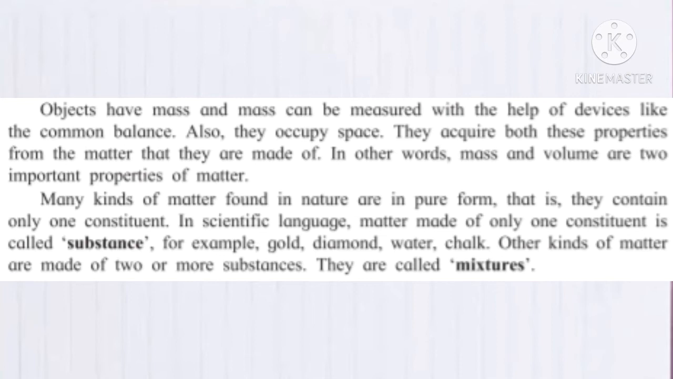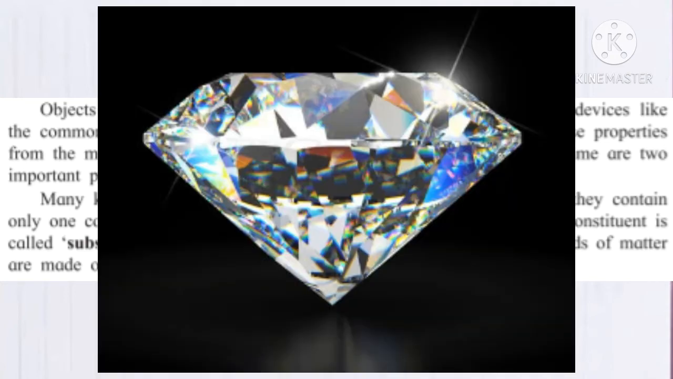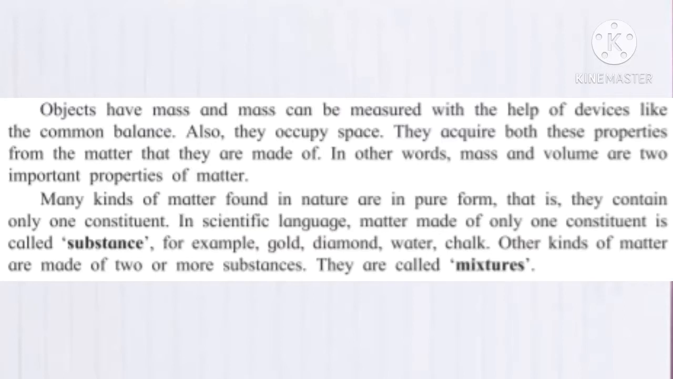Many kinds of matter found in nature are in pure form. That is, they contain only one constituent. In scientific language, matter made of only one constituent is called substance. If only one constituent is there, then that is called as substance. For example, gold, diamond, water, chalk, etc. Other kinds of matter are made of two or more substances. They are called mixtures. For example, milk, bhel, etc.